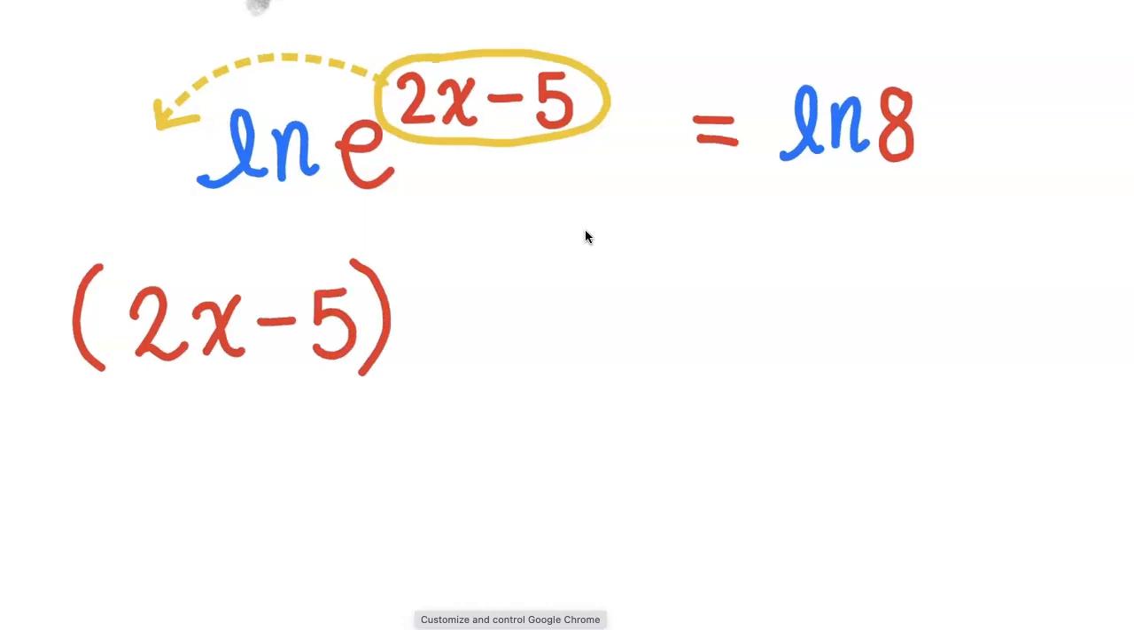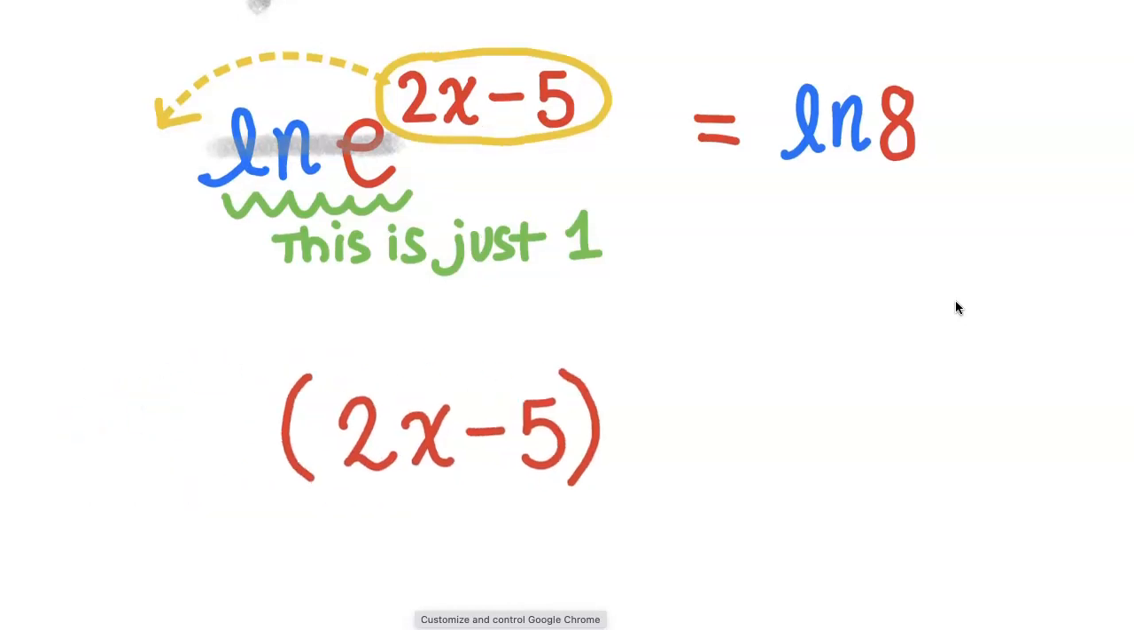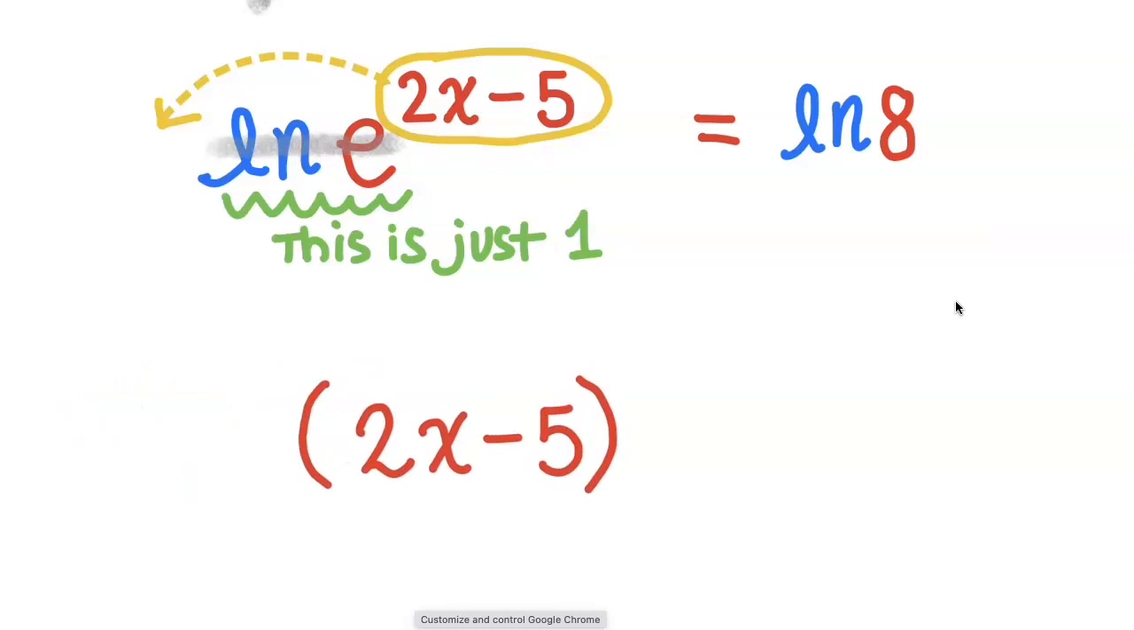I was going to write down this natural log of e next to it, but notice this is just 1. Natural log of e is just 1. So I was about to multiply my binomial by 1, and when you multiply something by 1, it doesn't really change its value. So the left-hand side is just this. Anytime you see ln e, natural log of e, that's just 1, so we can just cross it out. Now let's look at the right side.